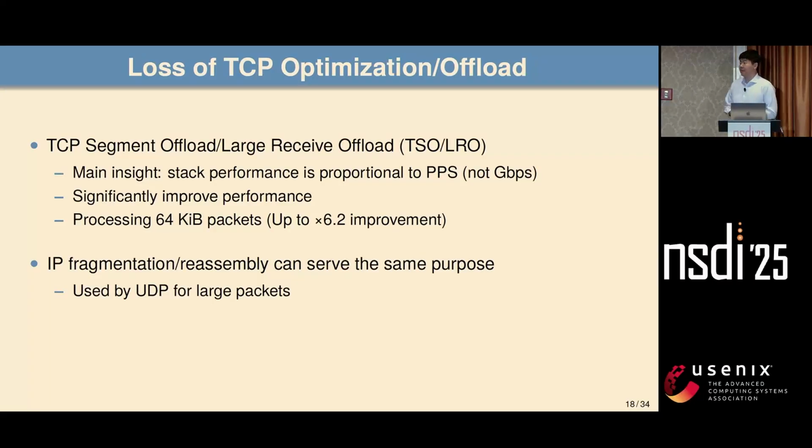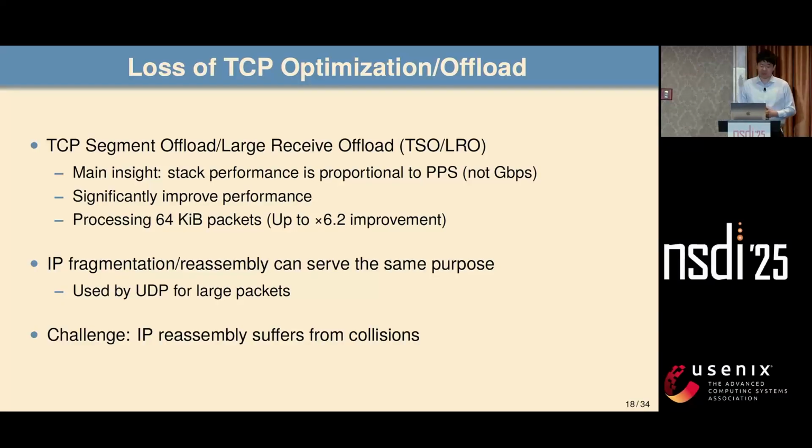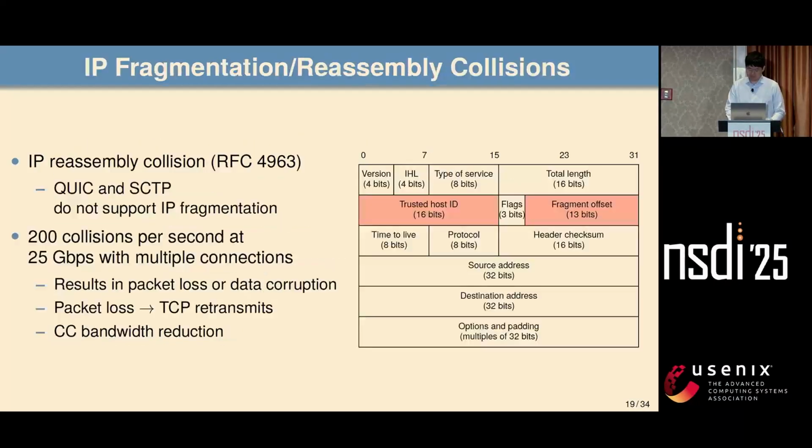Because we are using the IP protocol, it turns out we can use IP fragmentation, which is also used by the UDP protocol for larger packets, to achieve the same optimization. However, using the IP fragmentation code brings in one more challenge, which is the IP collision problem.